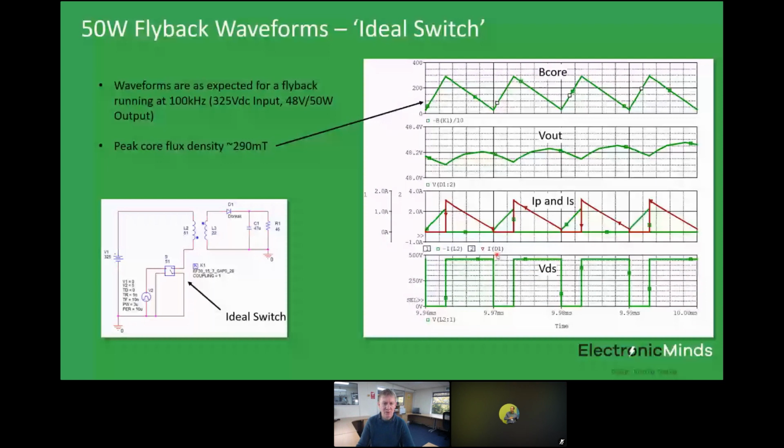Let's do the same simulation now, but let's put a real MOSFET model in the place of that ideal switch. Oh, before we do though, there's question two, please, Jose.